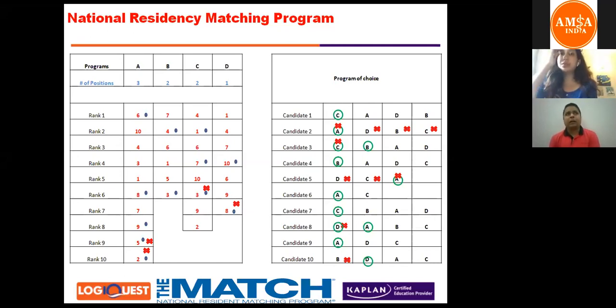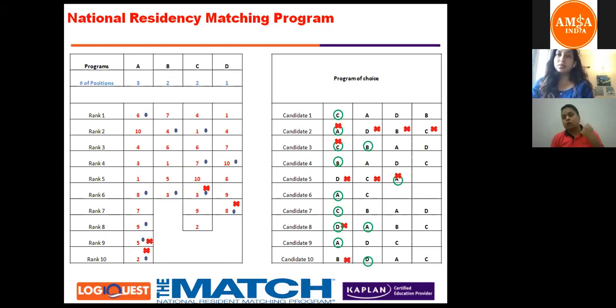Results are typically declared on the third Friday of March. So that's September that you apply. The time between October, November, December is typically the time for interviews. Around 21st of February of the next year is when you're expected to submit your rank order list that you can see on the screen.